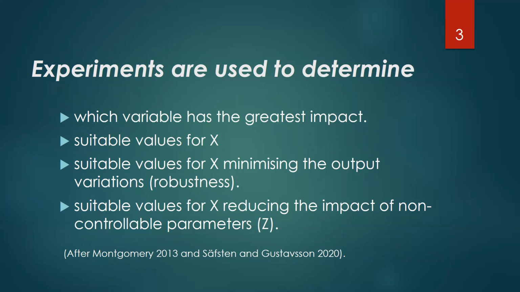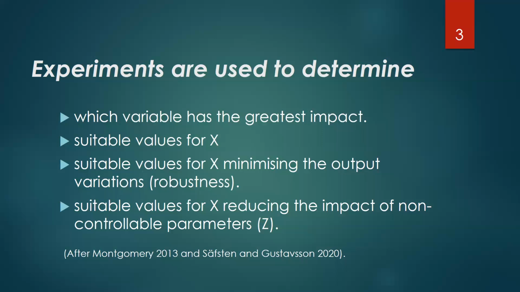Because if you change X, the parameters inside, the output will change. We should see how much these changes are controllable. Are they random variation, of a random nature, or not? We try to minimize the changes at all. We want suitable values for X, reducing the impact of the non-controllable variables.